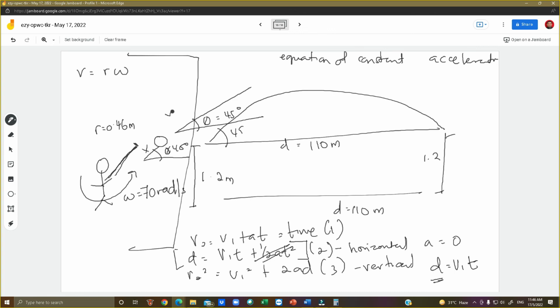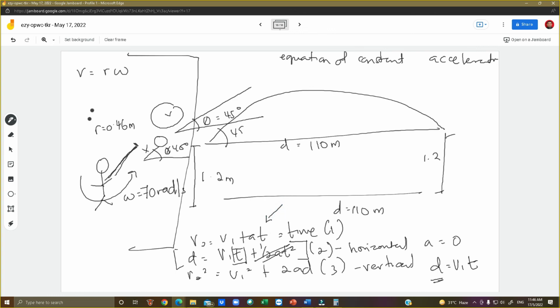Okay. So why do we need the V? Simple. Because in the second equation, we are missing one thing, see? We are missing T. We need to find T first, by equation number 1. So let's move one by one.